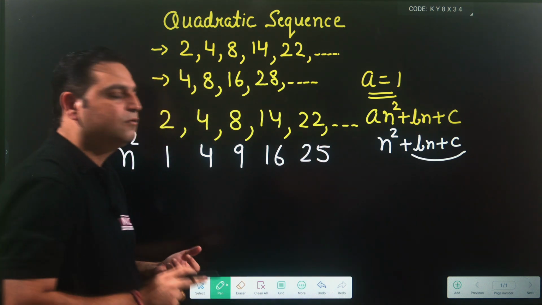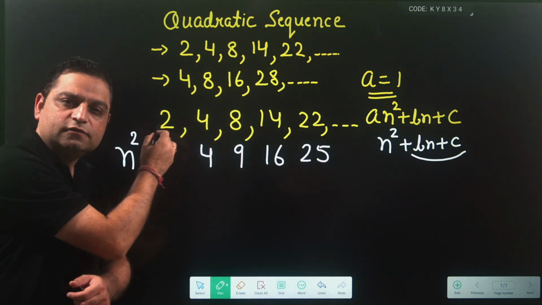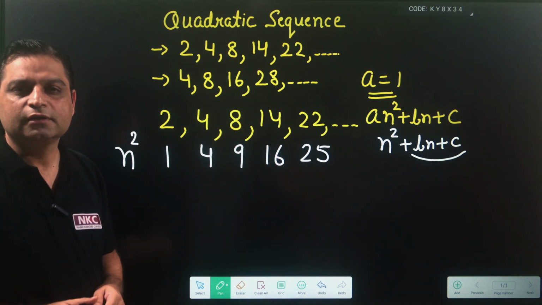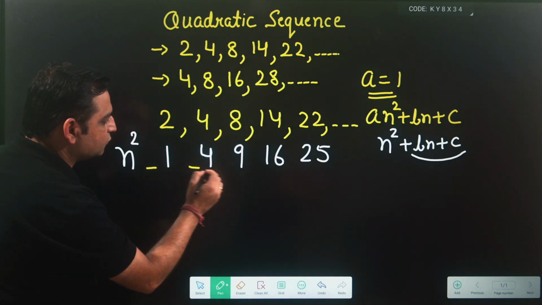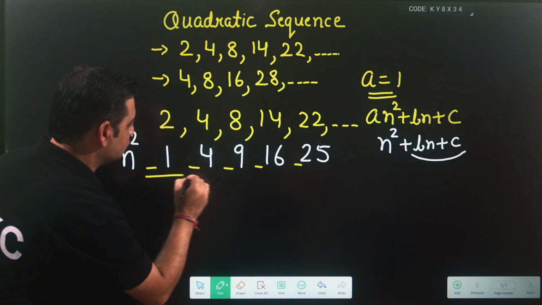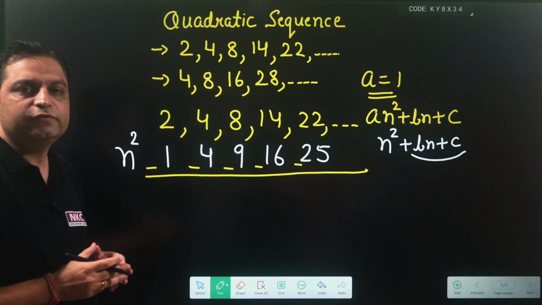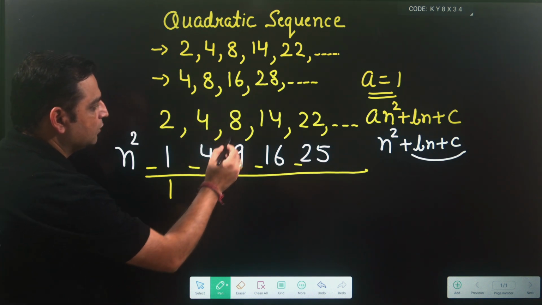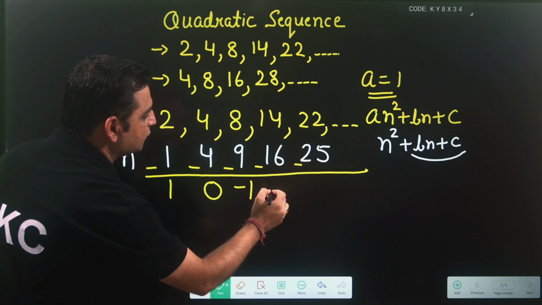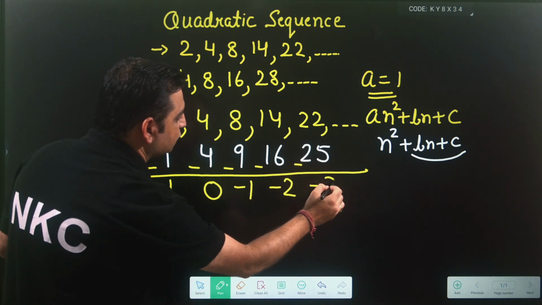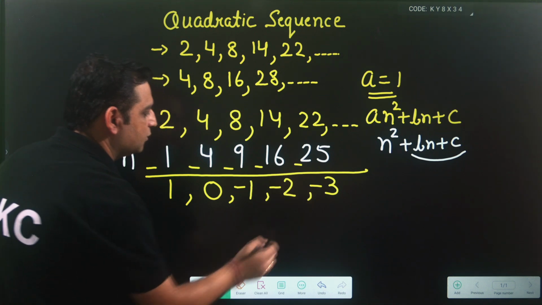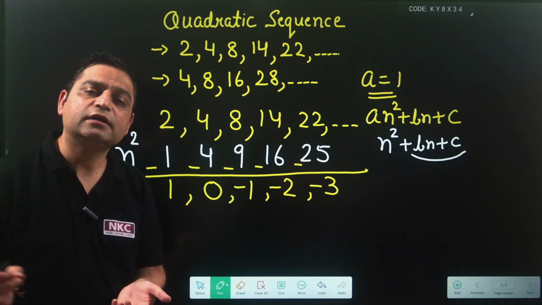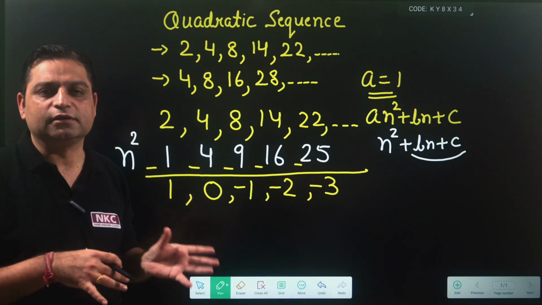See, what we need to do: firstly we need to write our own sequence which is given, then write all the values of n square. After that, subtract all the values. Just subtract all the values. Like 2 minus 1 will be 1, 4 minus 4 is 0, 8 minus 9 is minus 1, 14 minus 16 is minus 2, 22 minus 25 is minus 3. Check these values carefully. These values are forming an arithmetic sequence, which is the simpler one.